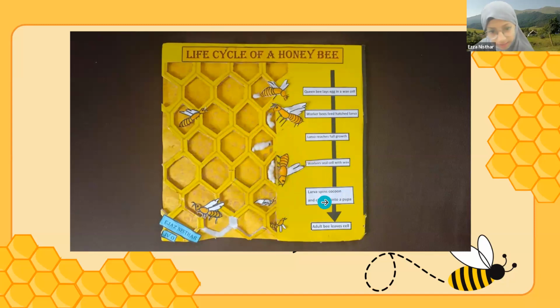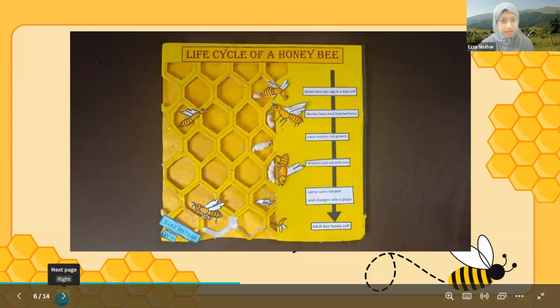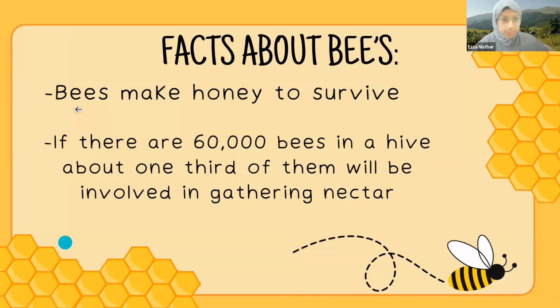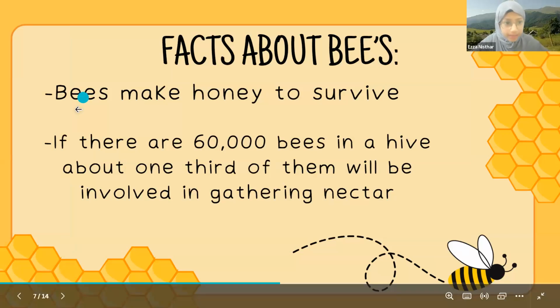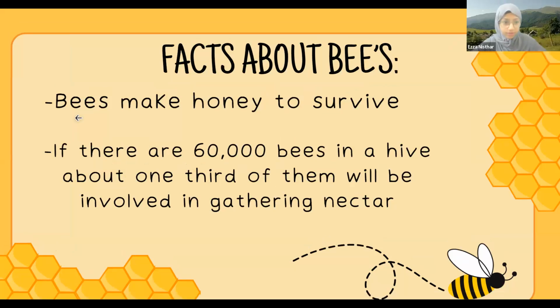Then the larva spins a cocoon and changes into a pupa. And the adult bee leaves the cell. So that is the life cycle of a honeybee. Facts about bees. Bees make honey to survive. If there are 60,000 bees in a hive, about 1/3 of them will be involved in gathering nectar.